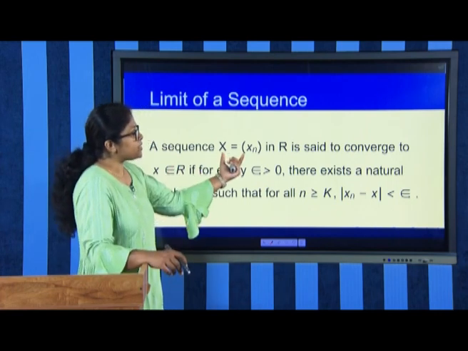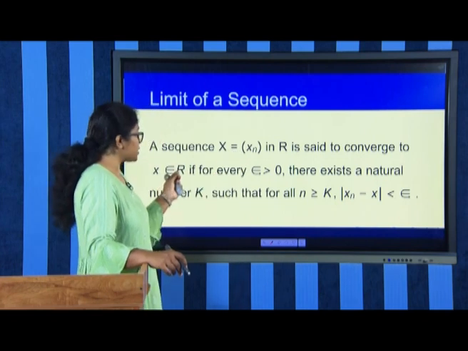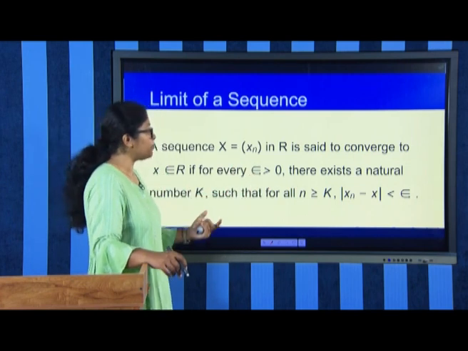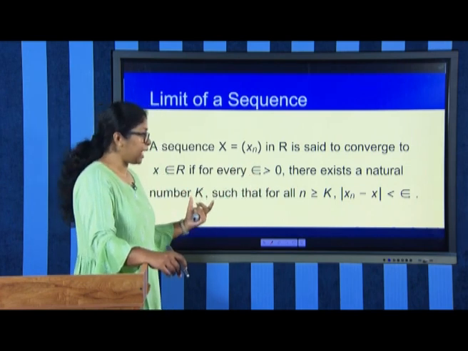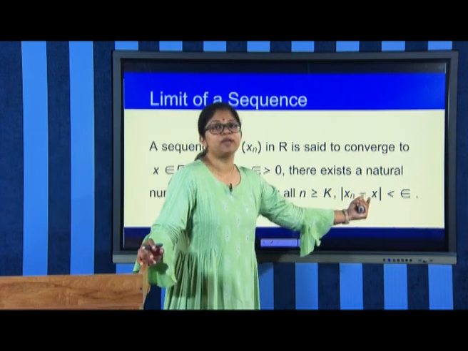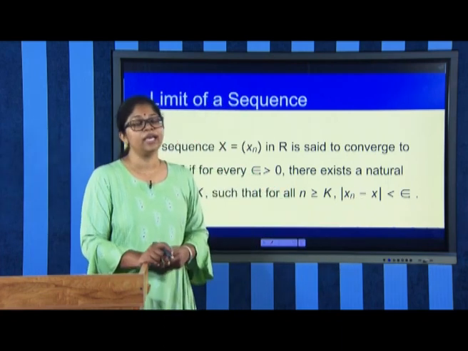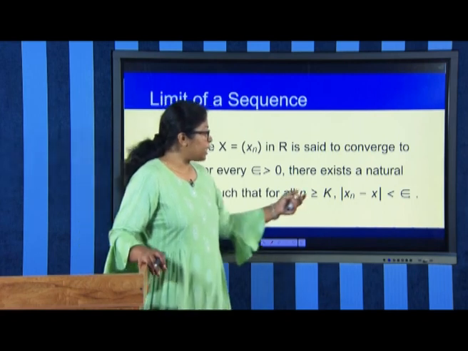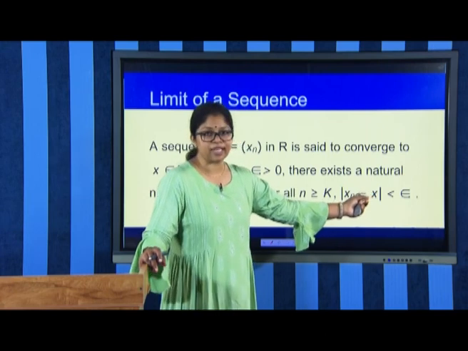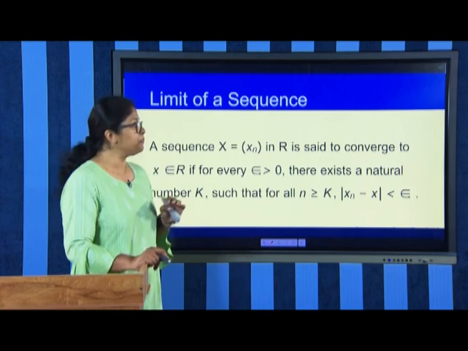A sequence xn is said to converge or tend to a particular value x belonging to R if for every epsilon greater than 0, after a particular number k, all the values are at a distance less than epsilon from x. We have seen what the epsilon neighborhood is in the real number system, and so xn lies in the epsilon neighborhood of x. That is exactly the definition of the limit of a sequence.